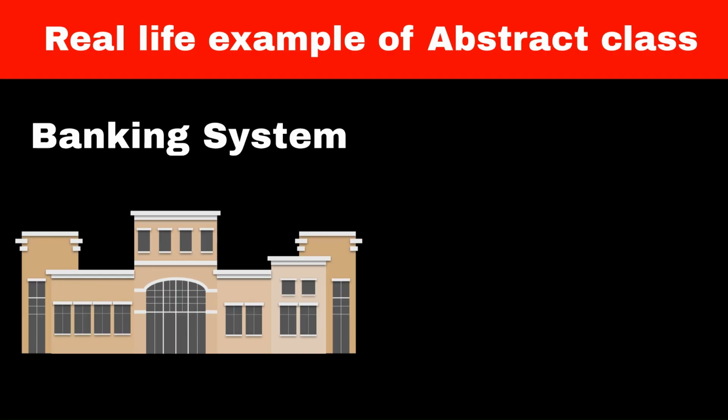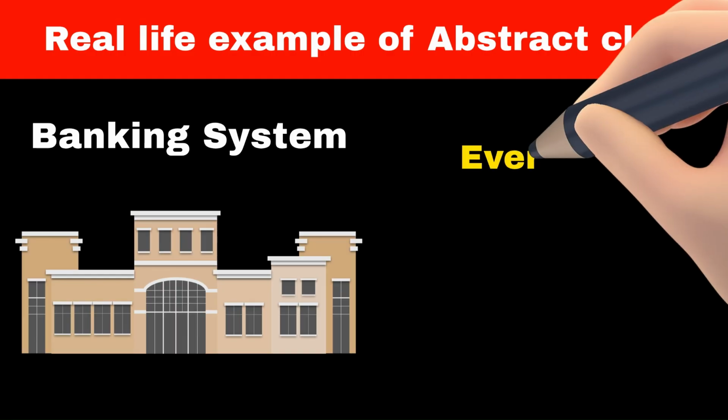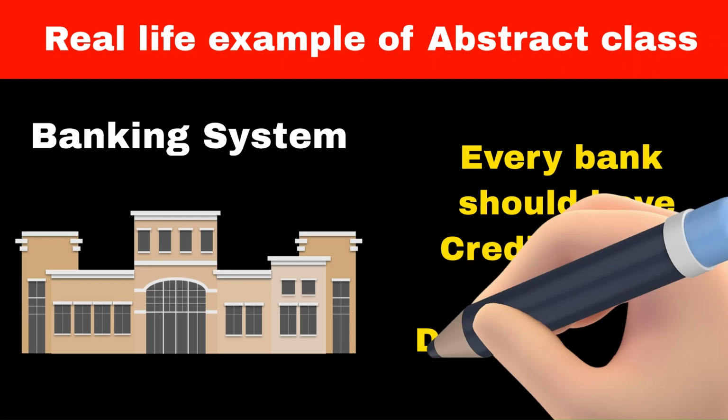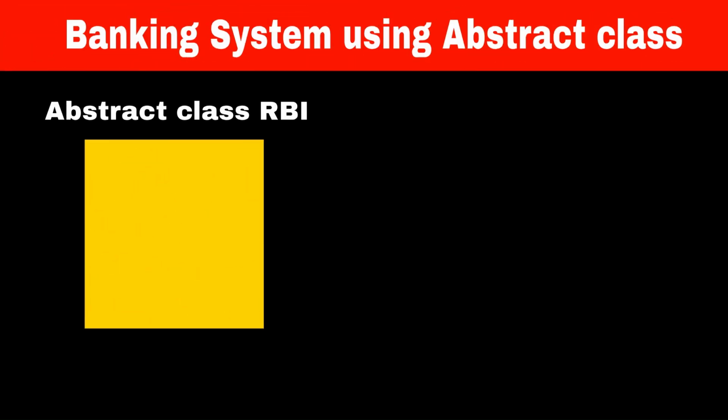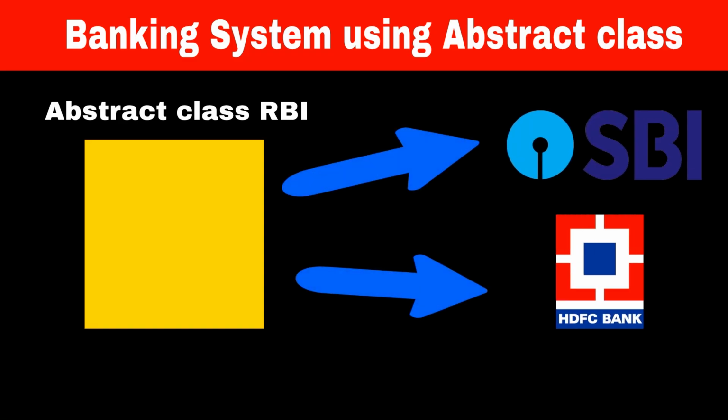Consider an example of the banking system in India. RBI defines a rule that every bank in India should follow. RBI decides a list of functionality, like deposit and credit money, which should be provided to all the customers by the bank. So to implement it, we will create an abstract class called RBI which will act like a parent class for other banks like SBI and HDFC.